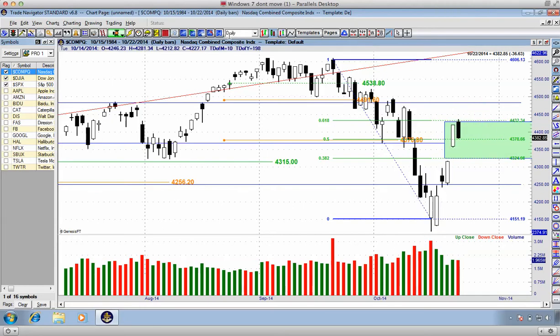Now, again, this isn't enough to start looking at short positions. Sure, if there's short trades out there, you can look to start setting up contingent orders. Personally, at the moment, I'm still sitting tight.